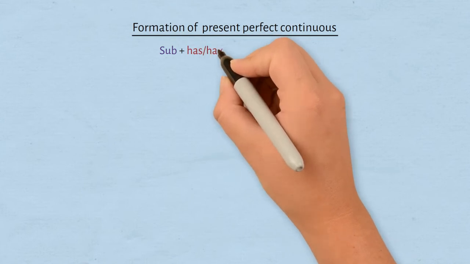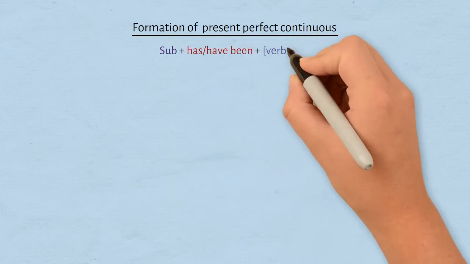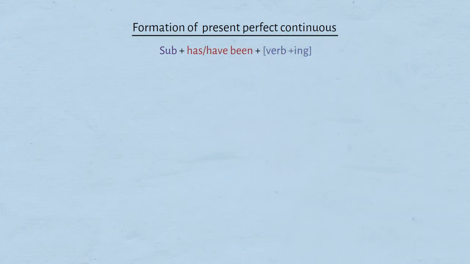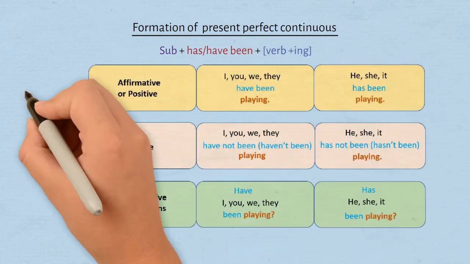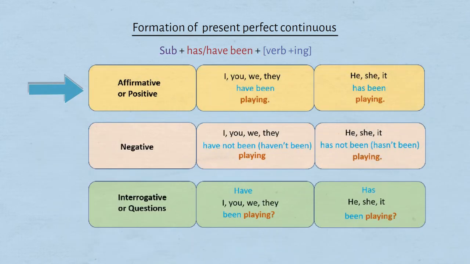The formula is simple. The subject plus has or have been plus verb-ing. We are adding an ing along with the base verb. For example, as you can see over here in the affirmative sentences, I have been playing. You have been playing. We have been playing. They have been playing. He has been playing. She has been playing. It has been playing.